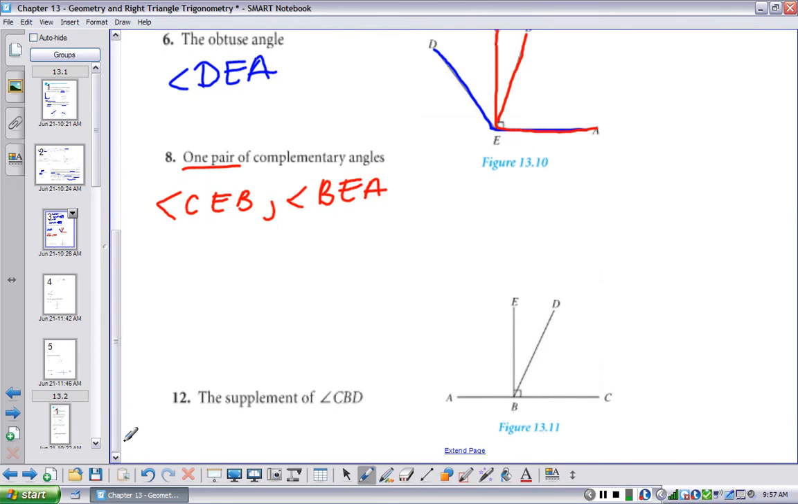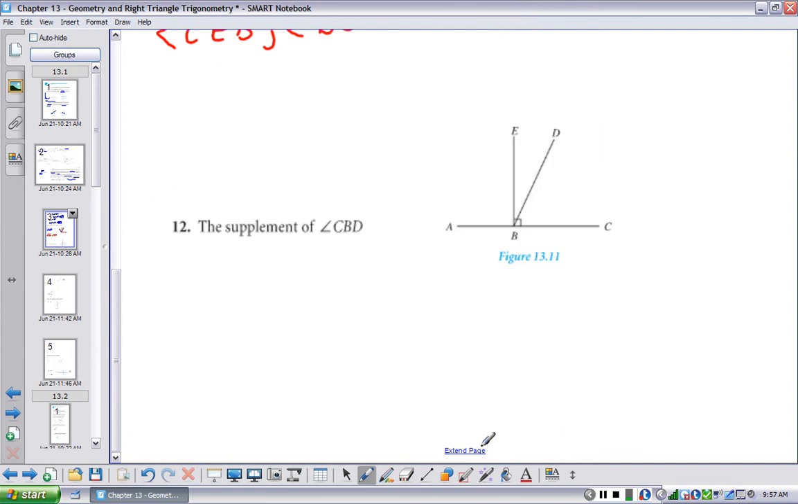And then number 12, they want us to find the supplement of CBD. Remember that supplementary angles, their sum is 180 degrees, which is a straight line. So I need to look to see what makes that straight line. So we have this line in common and then that angle. So we have the angle DBA. That is the supplement of the angle CBD.